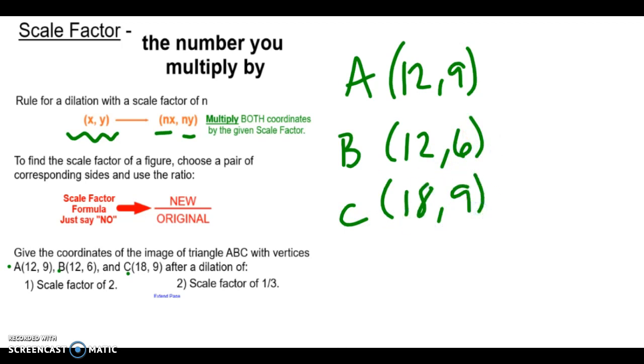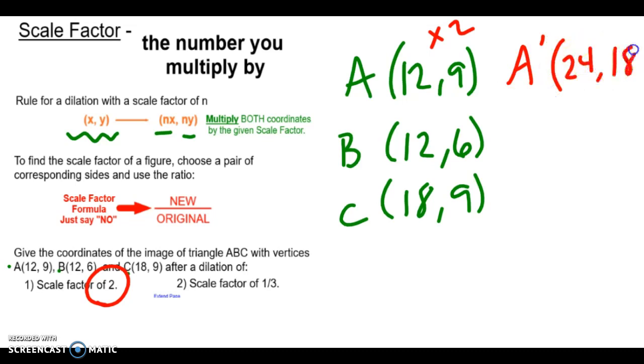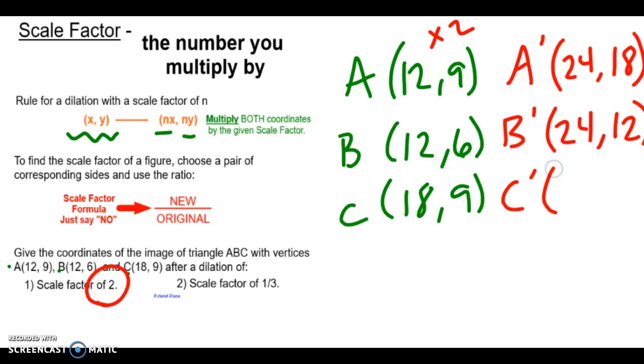And C is 18, 9. Okay, so if we're dilating by a scale factor of 2, we're going to take each of these coordinates and multiply them by 2. So we have A prime, which is going to become 24, 18. B prime is going to become 24 and 12, because we're taking each of those and multiplying by 2. And C prime is going to become 36 and 18.